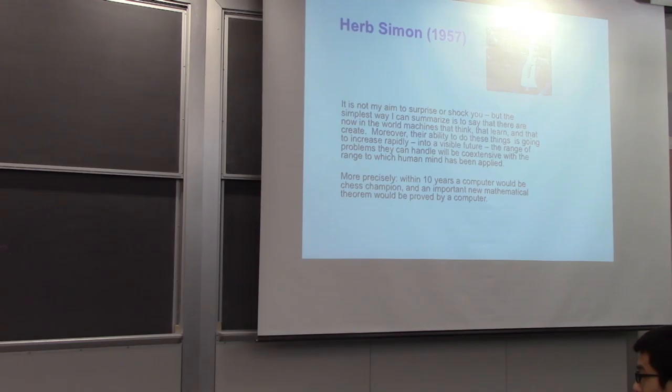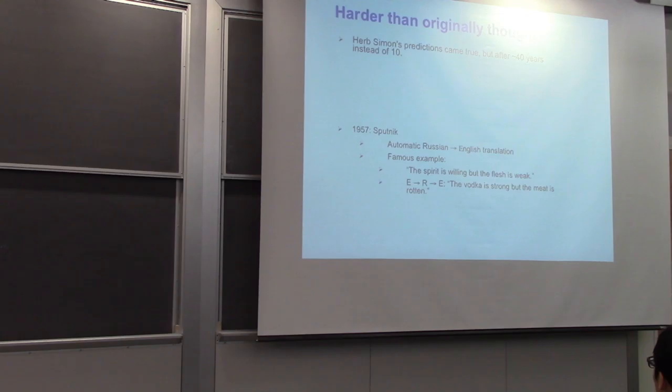More precisely, within 10 years, a computer will be able to beat a chess champion, and an important new mathematical theorem will be proved by a computer. Okay. Will either one of these things come true? Yes? '67? The chess champion. Did they come true in '67? No. More like '97. 40 years later, not 10.